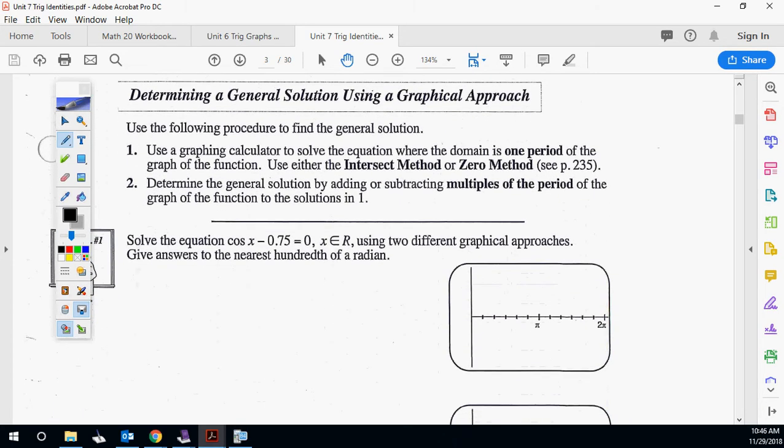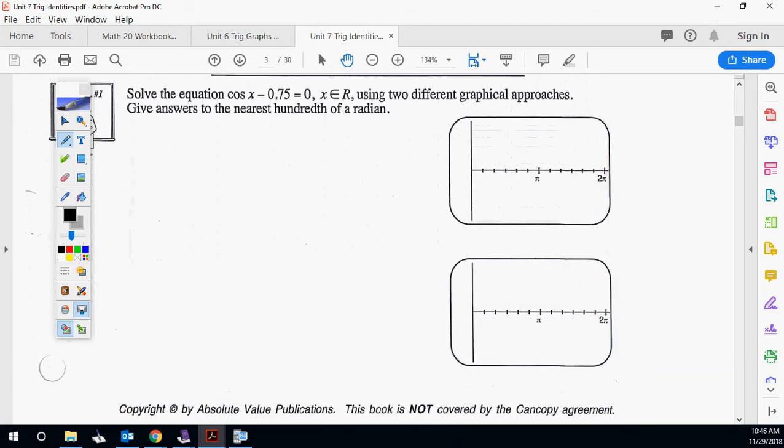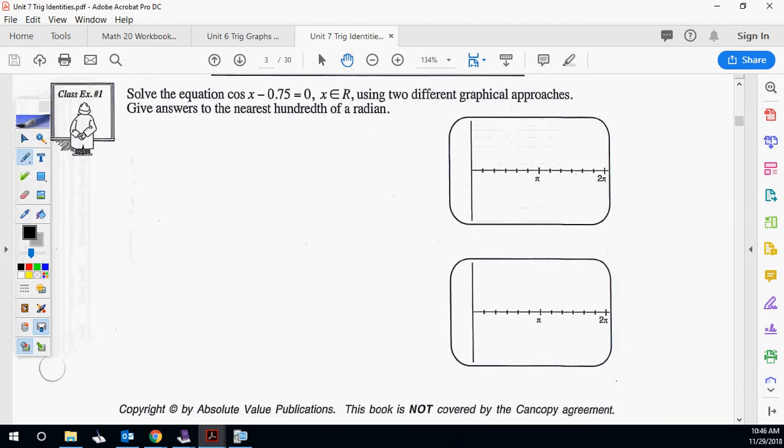Okay, let's look at this next one here. Determine the following procedure to find the general solution. Use a graphing calculator to solve the equation where the domain is one period of the graph of the function. Use the intersect method or zero method. Determine the general solution by adding or subtracting multiples of the period to the graph of solutions in 1. Okay, so here we go. Let's go ahead and do intersect this time, if you guys are okay with that.